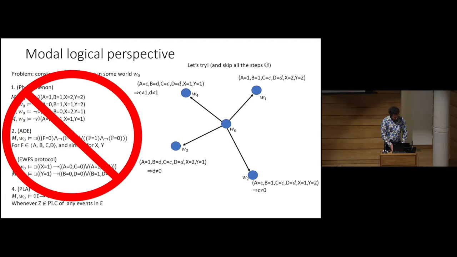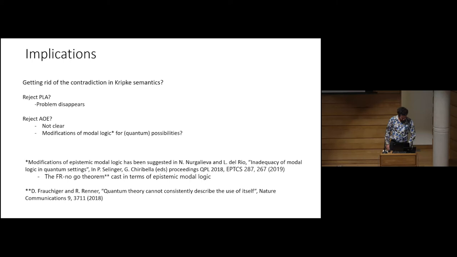So here are some words about the implications, in particular from the lens of this modal logical approach we use. Something has to go clearly if we want to have that type of behavior in those type of scenarios, so reject possibilistic local agency. Well, that's quite straightforward, but if we try to use this modal logic and reject absoluteness of observed events while keeping possibilistic local agency, then that's not clear at all. And we think maybe it means that modal logic itself should maybe be modified somehow to make sense of that alternative.